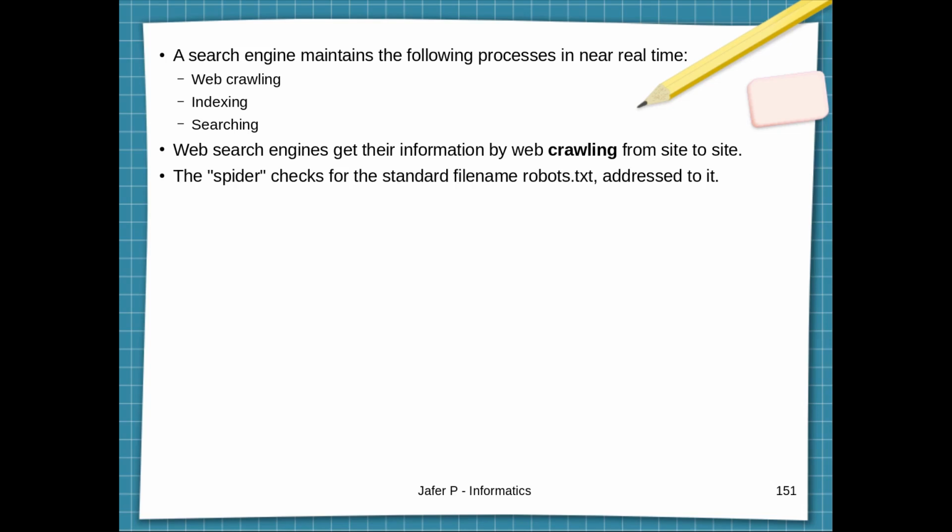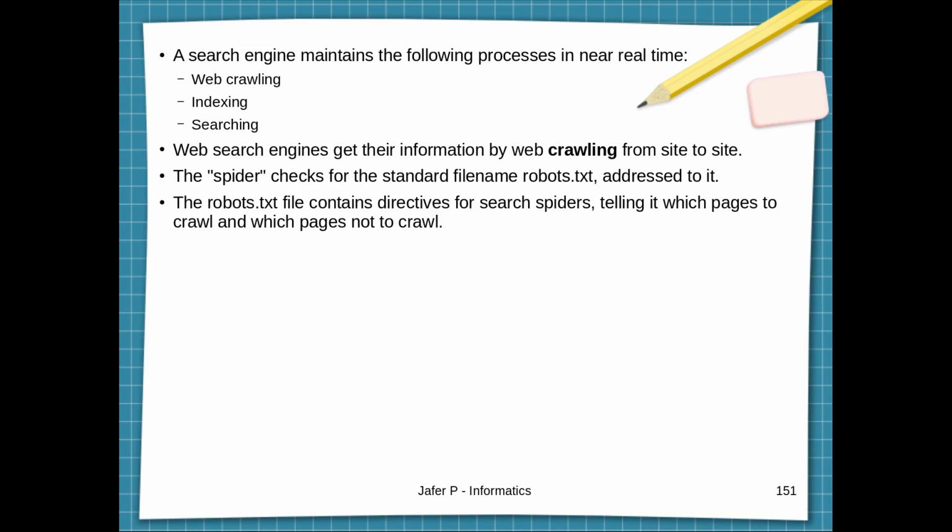The spider checks for the standard file named robots.txt addressed to it. So what is a spider? The spider will check the standard file named robots.txt attached to each and every website and addressed to it. The robots.txt file contains directives for each spider, telling it which pages to crawl and which pages not to crawl. So what is crawling? To go and find out the page.